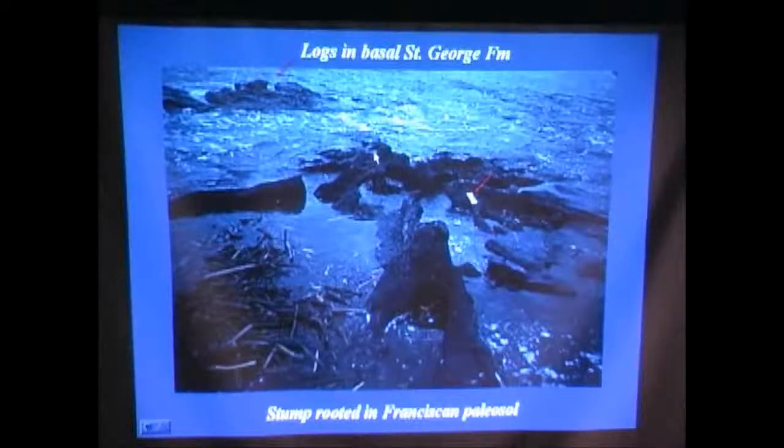Logs are 6 million years old. Yes, the diatoms. We were so excited about this, we got John Barron, who's a diatom specialist in USGS. He was willing to look at diatoms from the St. George every meter through 40 meters of section. So we have very, very good age control on this devastated forest based on diatoms.